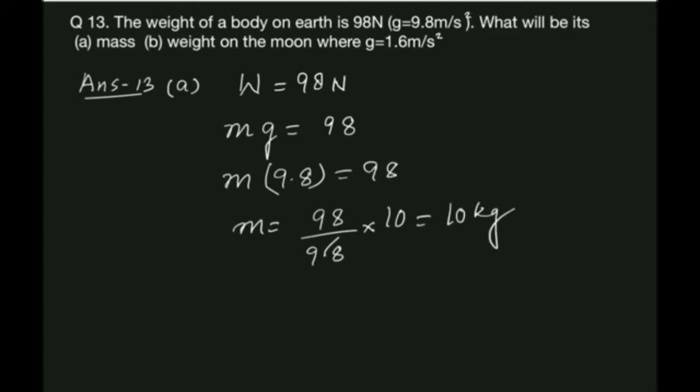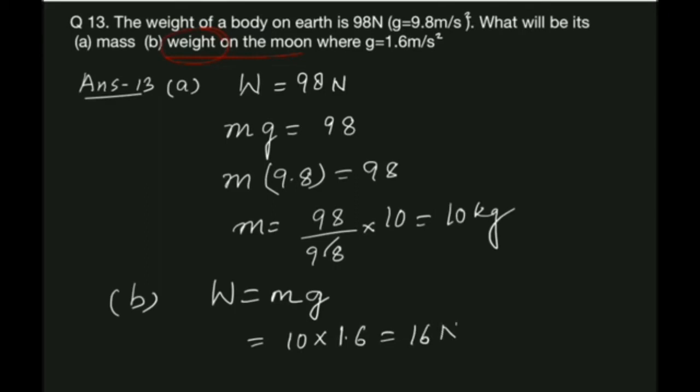Now what is being asked in the second part? Weight. We have been asked the weight on the moon. Now weight depends on gravity. Gravity changes. So here in part B, for weight, I'll apply the same formula, m into g. Mass I'll take as 10 kg. The value of g on the moon surface is 1.6, so it's coming 16 Newton.